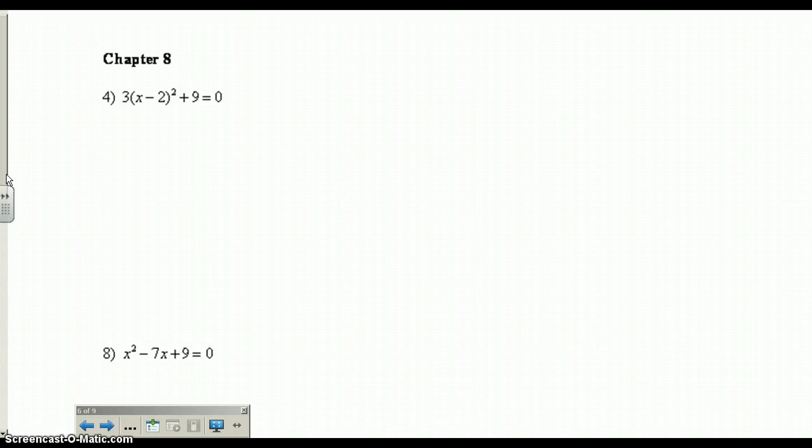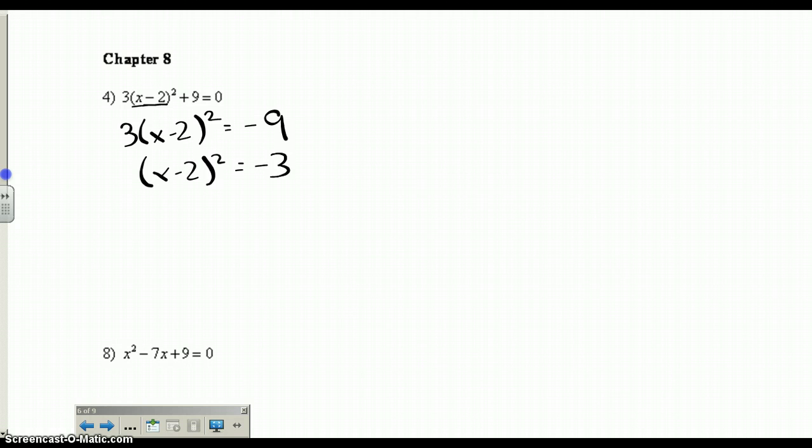So what I need to do is isolate what's being squared. That's how I solve by a square root. So I'm going to subtract 9 first. So I get 3 times (x minus 2) squared equals negative 9. Divide by 3, so I get (x minus 2) squared equals negative 3. And then I'm going to square root both sides.